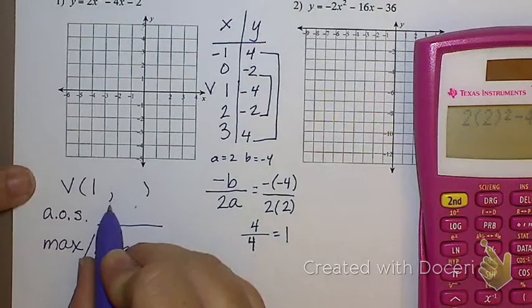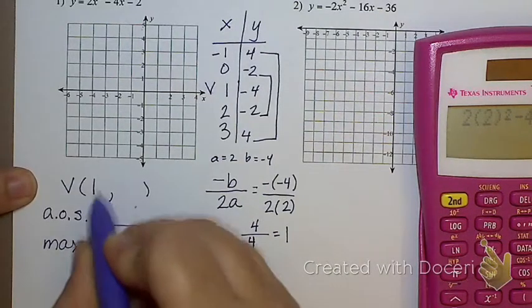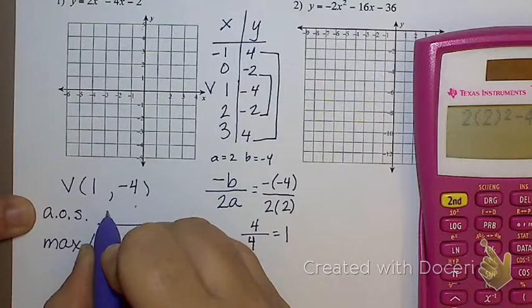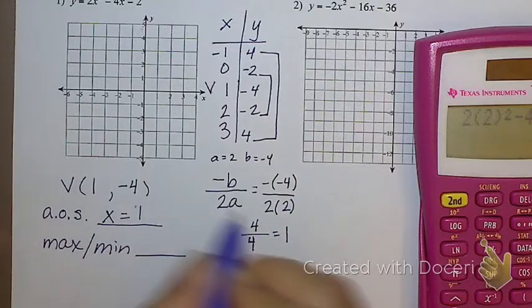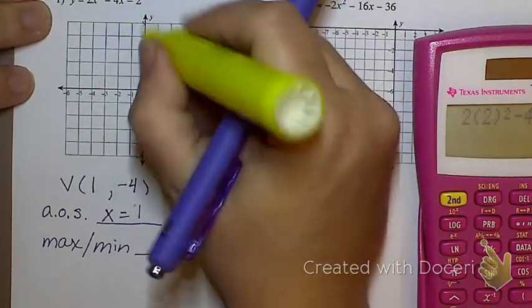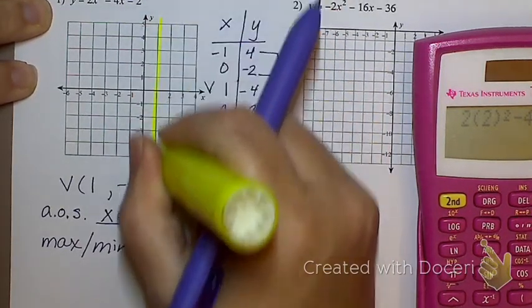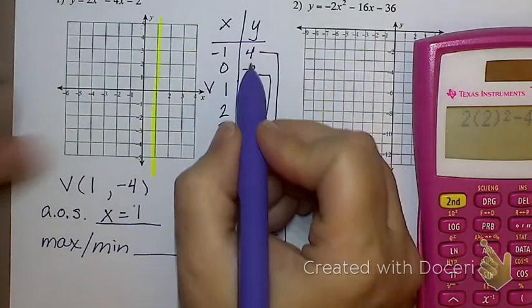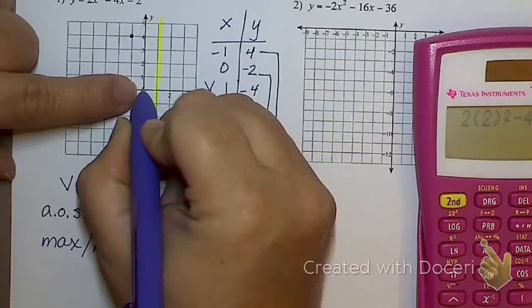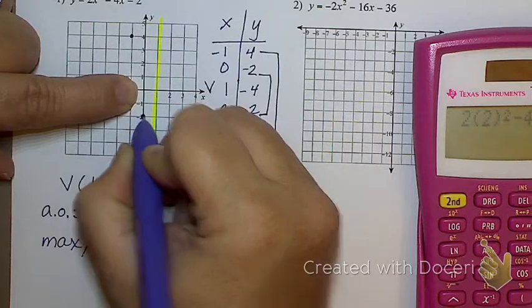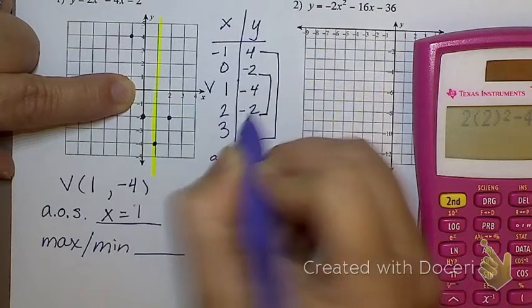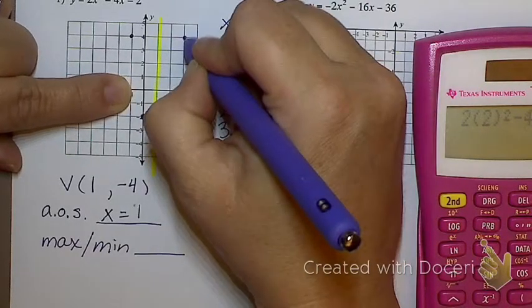So let's fill in the rest of this information. What's my vertex? It's not just 1. It's 1, comma, negative 4. What's my axis of symmetry? X equals 1. Max, min, I'll answer in just a minute. Let's see. X equals 1 means my axis of symmetry is going to be right here. Yes? And I'm going to plot all my points. Negative 1, 4, 0, negative 2, 1, negative 4, 2, negative 2, and 3, 4.